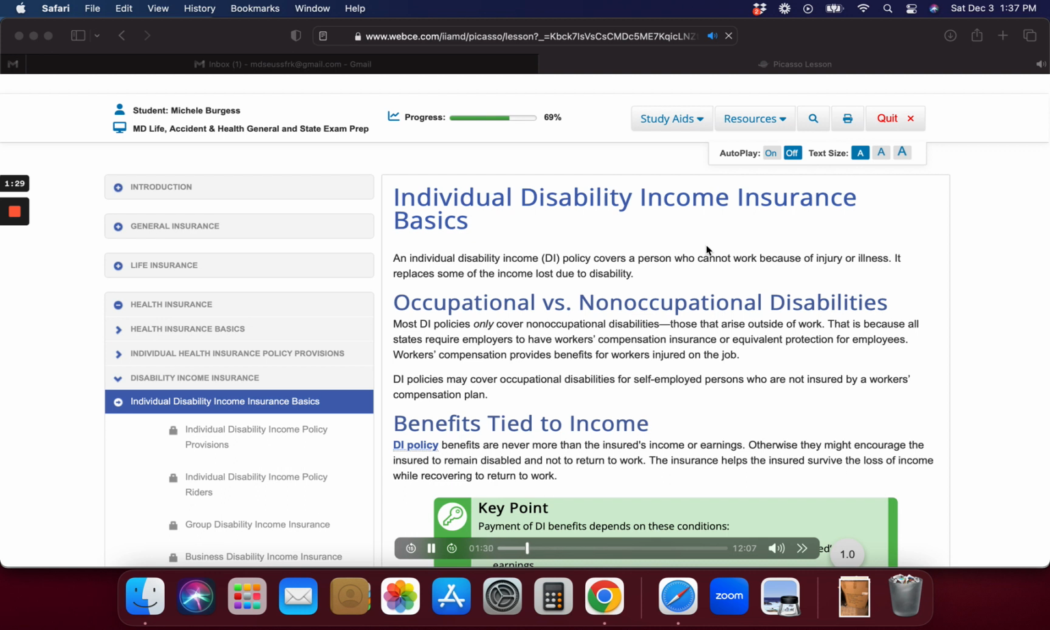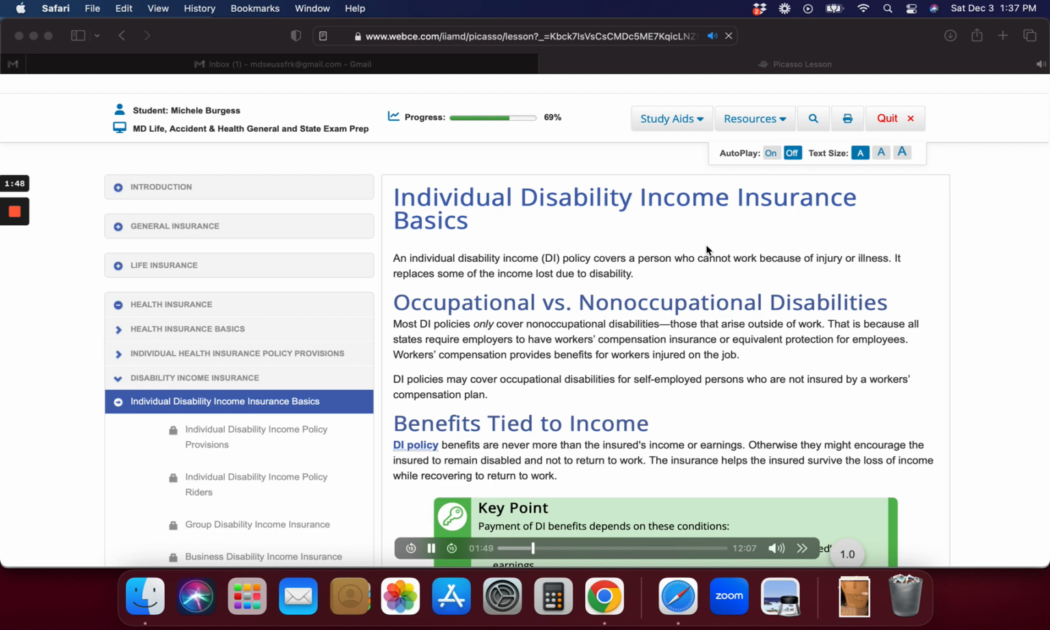Benefits can be paid as a flat monthly benefit, common with individual policies, or as a percentage of earnings, common in group policies. The higher the benefit, the more the policy costs. Example: here are 3 ways a DI policy may pay benefits.